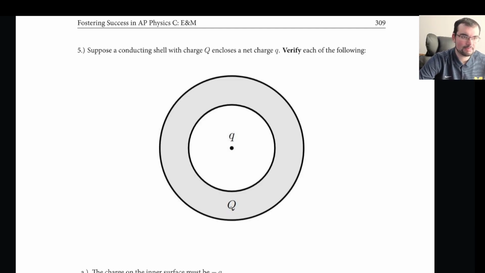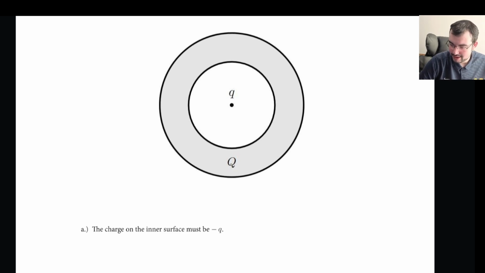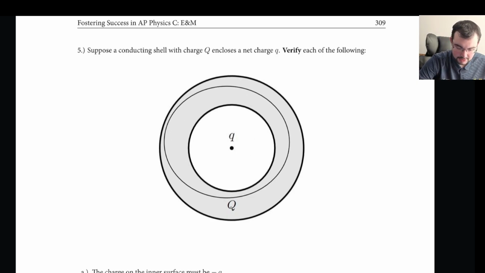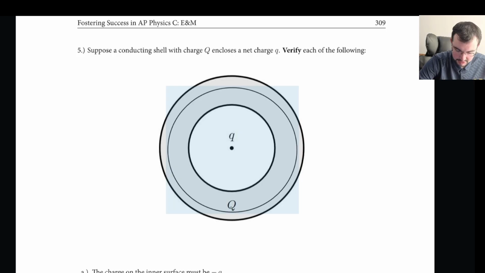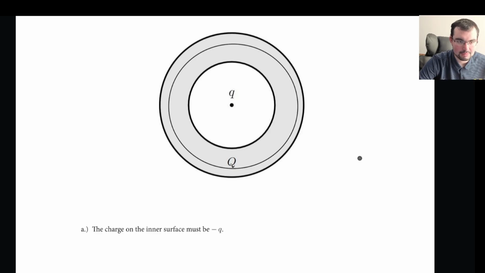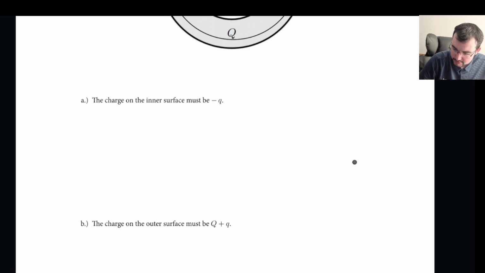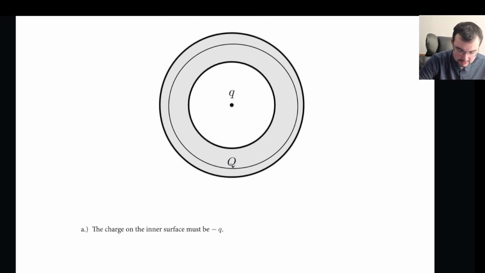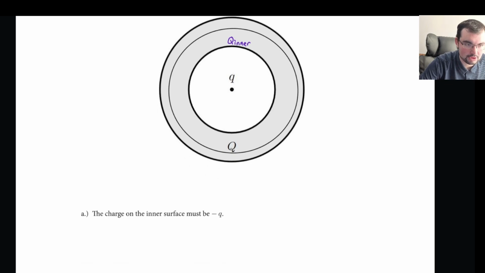A conducting shell with charge big Q encloses a net charge little q. Verify each of the following. First, we want to verify the charge on the inner surface must be minus q. So here we're going to apply Gauss's law. So I'm going to draw myself an enclosing surface here, sort of like this, for my first part. And this enclosing surface definitely encloses the cavity, but it also encloses the inner surface, which we're going to call Q inner. It's going to have some sort of net charge on it.